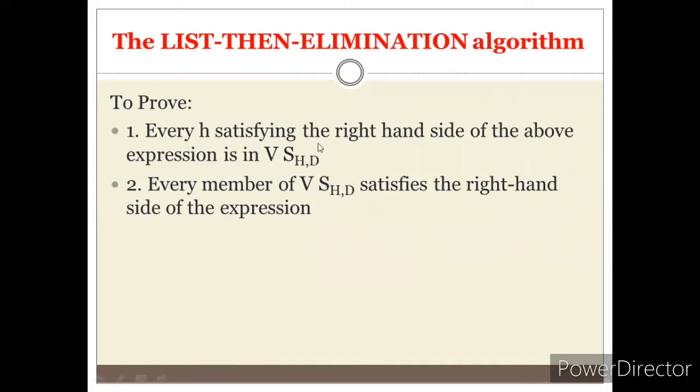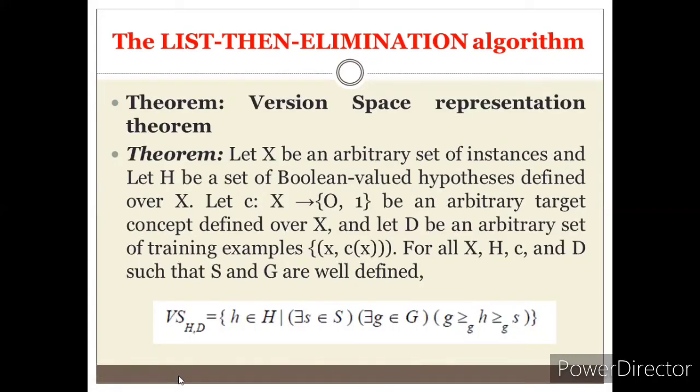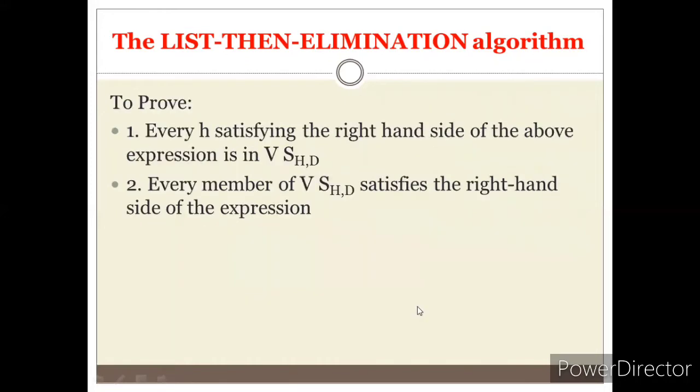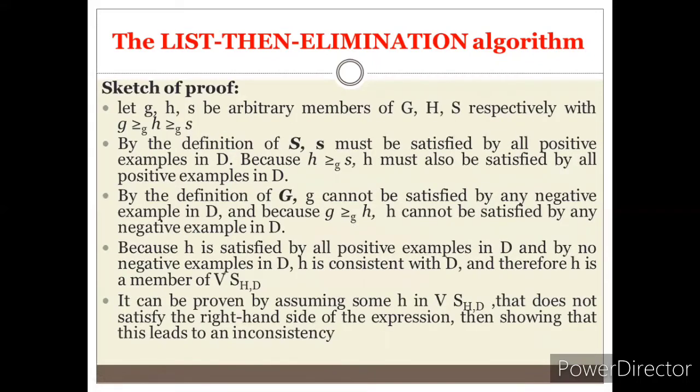What we have to prove here is that every h satisfies the right hand side of the above expression in VS_H,D. Whatever the VS_H,D expression is here, it must satisfy the right hand expression. And every member of VS_H,D satisfying the right hand side of the expression is very, very important. So how do we prove it? Now let us sketch the proof for that.